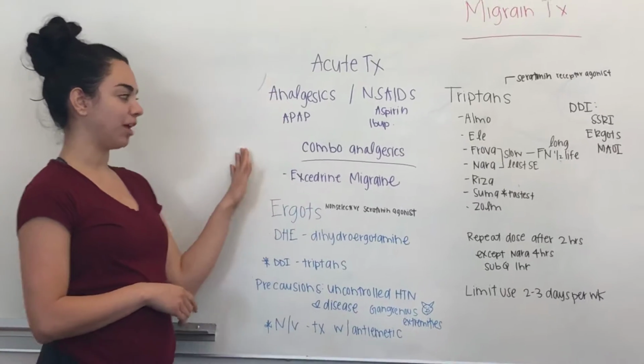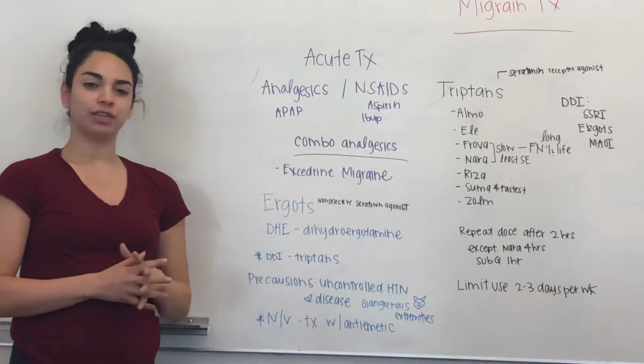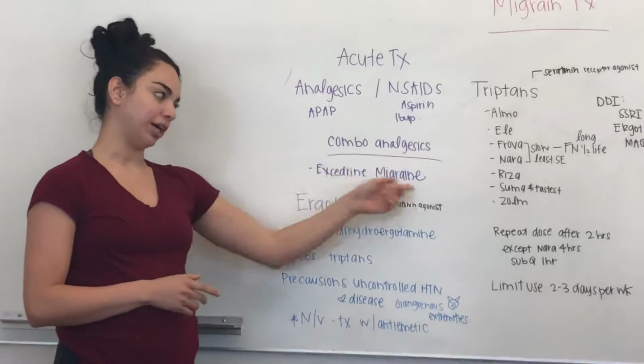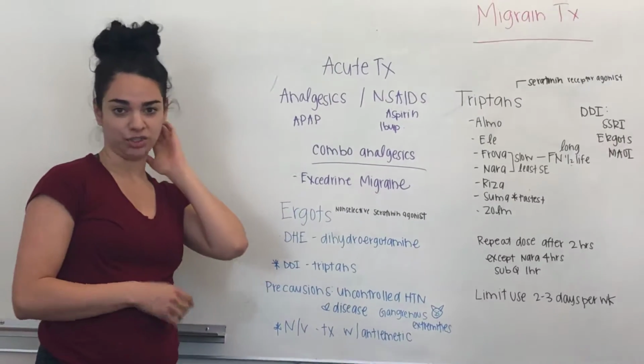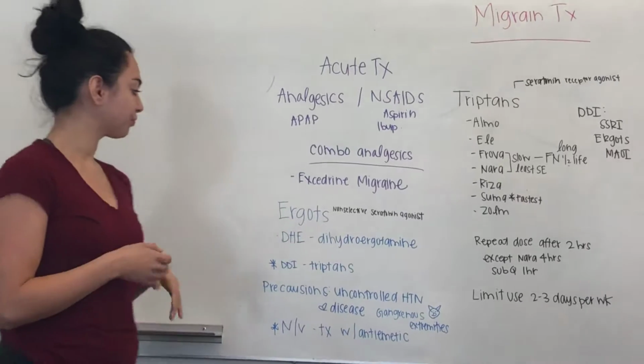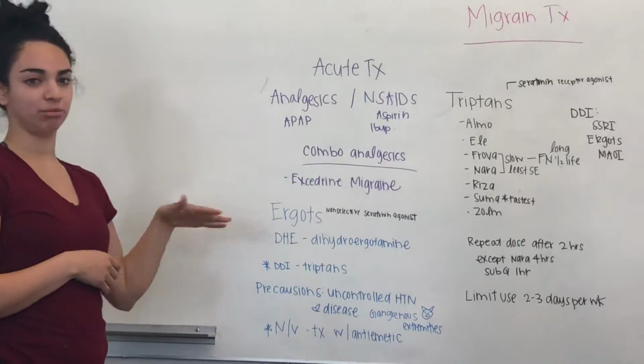And then after that we have combo analgesics. For example, you might have heard of Excedrin Migraine. That's a really good option to give to your patients in regards to just using an acute treatment that's over the counter. Now moving over to things that are prescribed.